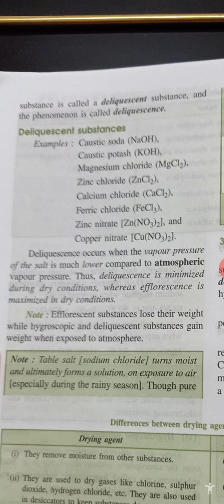So children, deliquescence occurs when there is more moisture in the air and the temperature is less, so more deliquescence occurs. And the other thing we have to see is this: efflorescent substances lose their weight, while hygroscopic and deliquescent substances gain weight when exposed to atmosphere.